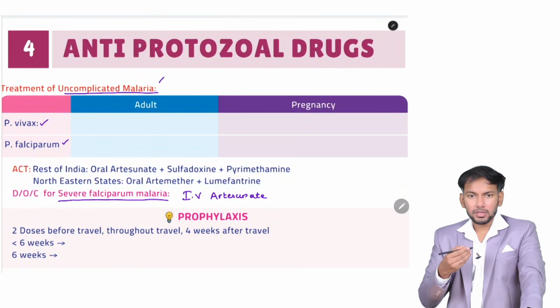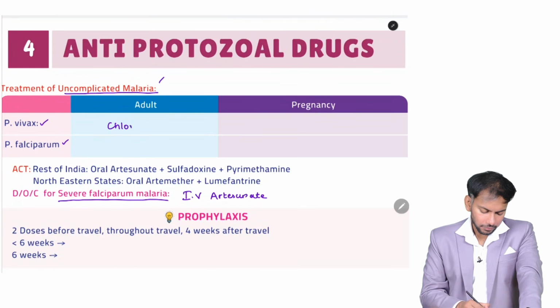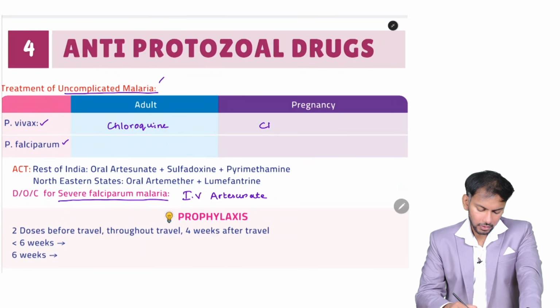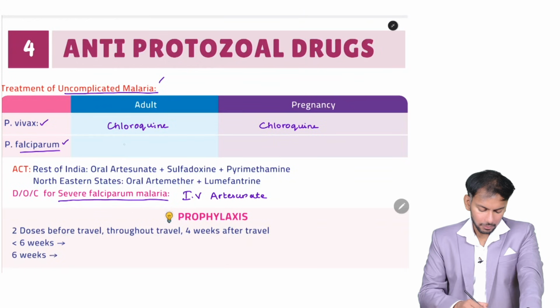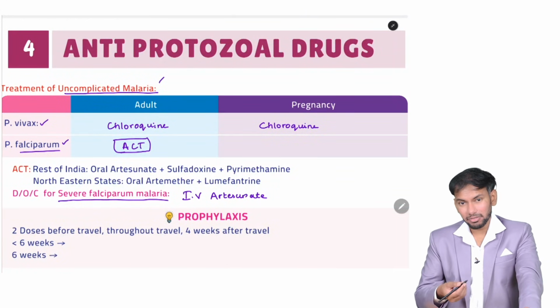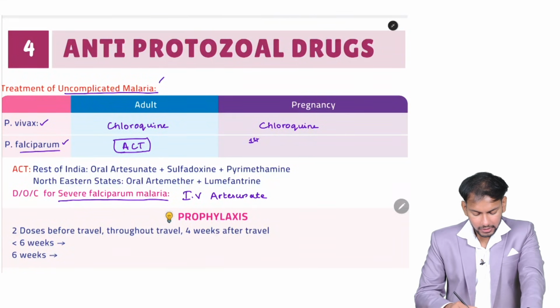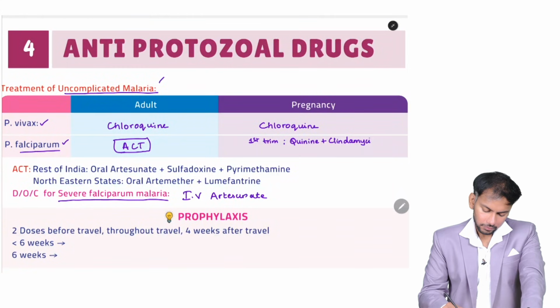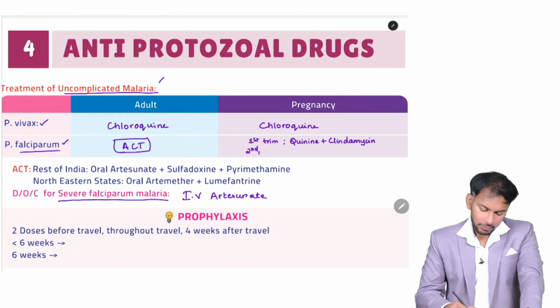Coming to uncomplicated malaria. In India, it can be caused either due to Vivax or falciparum. Now, in Vivax, what is the treatment? It is chloroquine in adults. What about pregnancy? It is also chloroquine because it is safe in pregnancy as well. Now, coming back to falciparum, it is ACT. ACT means artemisinin combination therapy, but this is not safe in pregnancy. That is why in the first trimester you cannot give ACT. So what will you give? You will give quinine plus clindamycin. In the second and third trimester, organogenesis has already happened, so you can still give ACT.